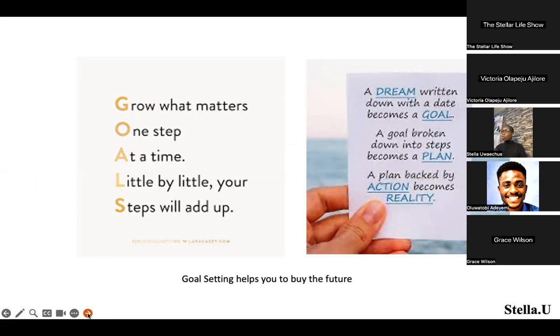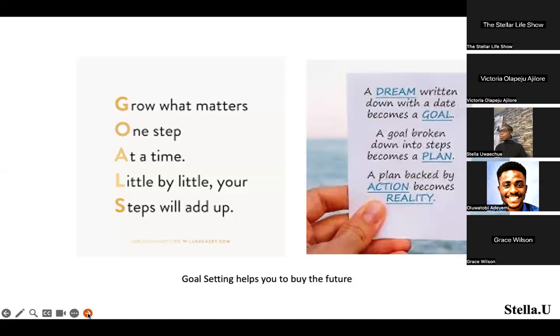So I saw these pictures online and I thought it was very important for us to share them. So goals, when I saw this acronym, it really made a lot of sense to me. It says goals, grow what matters. So what really matters to you? Identify it. You do it one step at a time, little by little, and your steps will add up. You know how a journey doesn't just start when you take the first step. It is the continuous taking of the steps that will make you go there. It is continuous, accelerating movement that will make you go there.